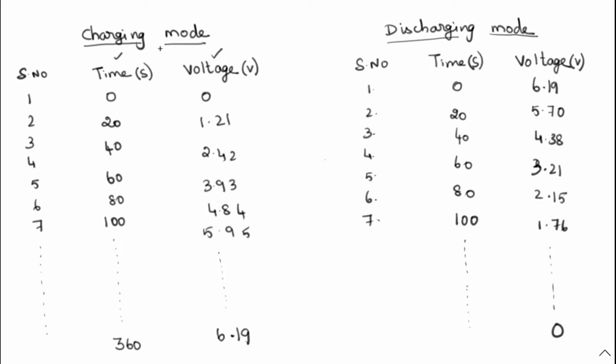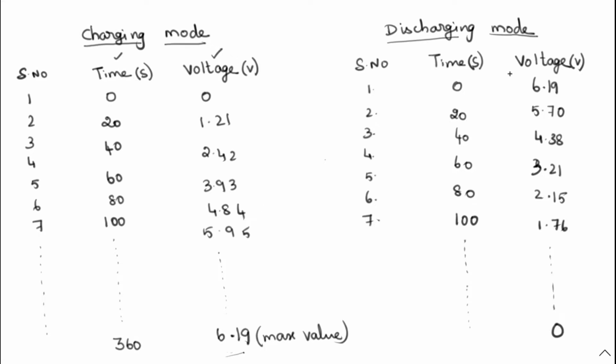So first, charging mode, the capacitor gets charged. First the voltage will be 0. Now time is 0, voltage is also 0. When we take the values every 20 seconds, finally we will reach the maximum value. After that there won't be any change in the voltage, even though the time is increasing. So up to that we have to continue our experiment. So this is charging mode.